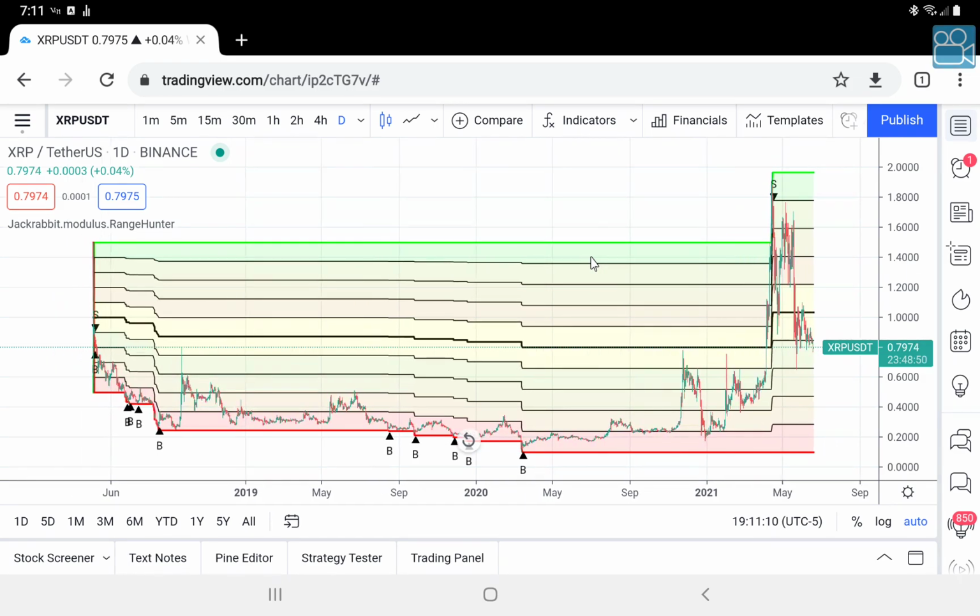Here is the whole history of XRP, or Ripple. Not very impressive. But you could see several points where it has strived to reach its median. And it's made all-time lows. No all-time highs since its inception up until recently.